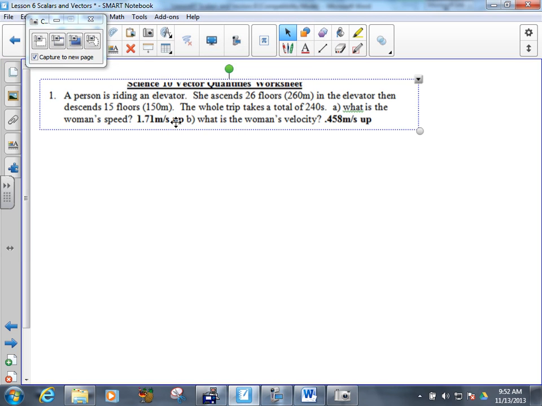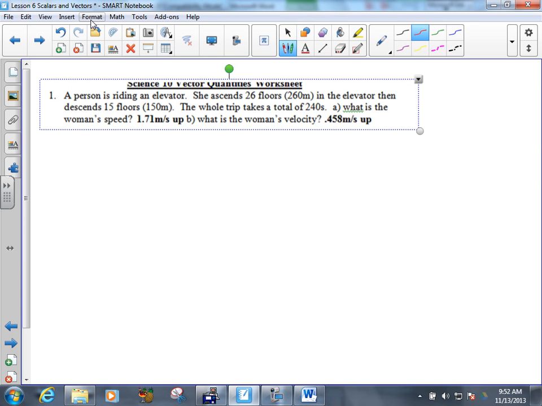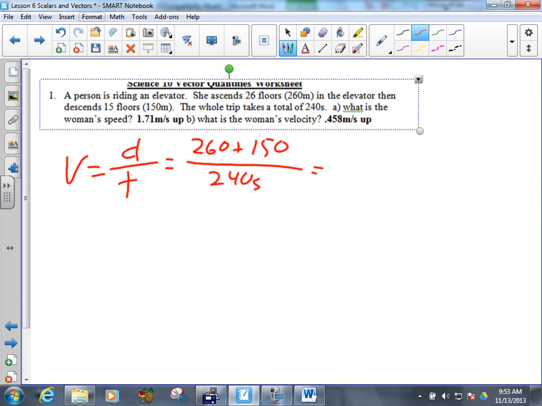Okay, so on question number 1 here on that sheet, the person's riding in the elevator. She goes up 260 meters, then goes down 150 meters. The whole trip takes 240 seconds. What's the woman's speed? Well, remember that speed is total distance over total time. Her total distance is 260 plus 150 because distance is a scalar quantity and doesn't care whether she was going up or down, just how far she went. The whole trip takes 240 seconds, so we're looking at 410 meters over 240.